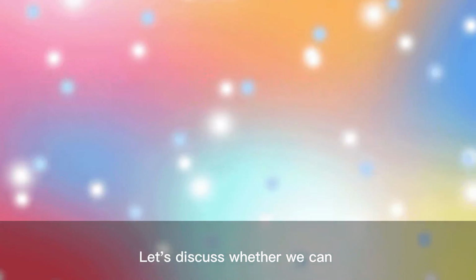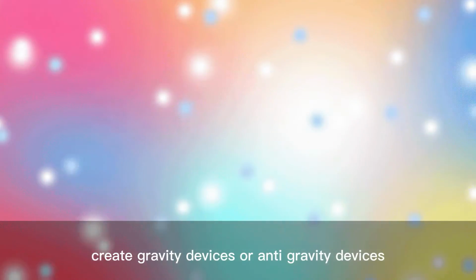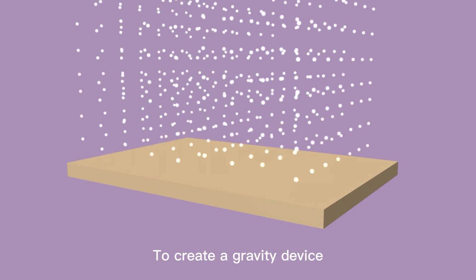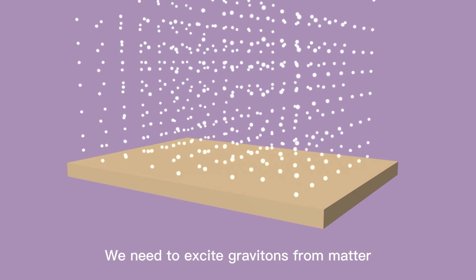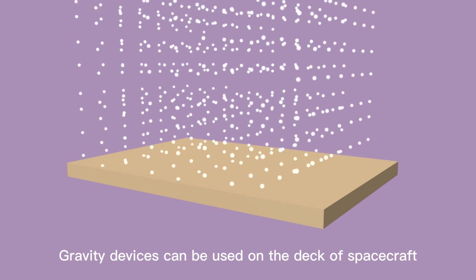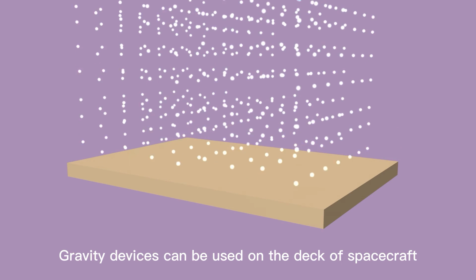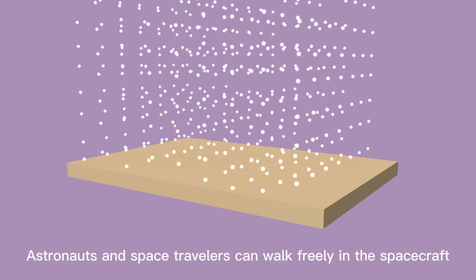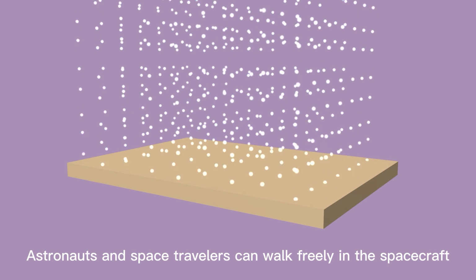Last, let's discuss whether we can create gravity devices or anti-gravity devices. To create a gravity device, we need to excite gravitons from matter and give them directions. Gravity devices can be used on the deck of spacecraft. Therefore, astronauts and space travelers can walk freely in the spacecraft.